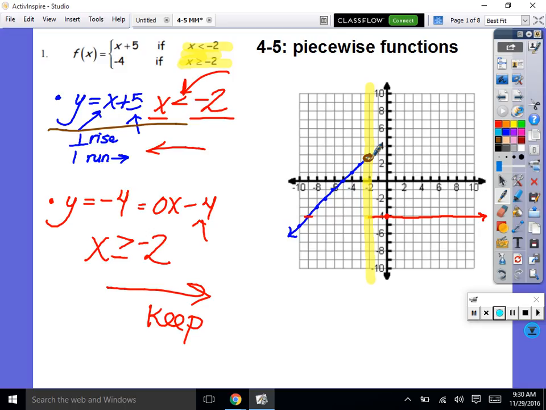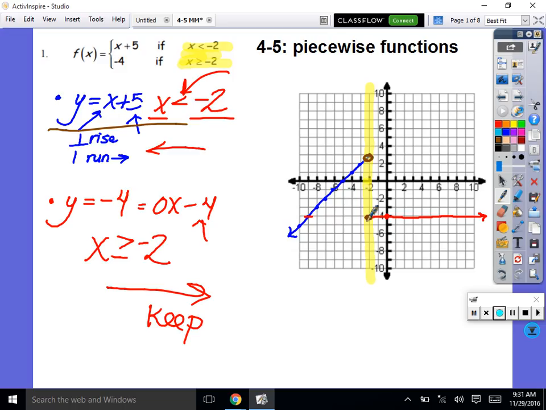So that one has an open circle on the highlighted line because there was no equal to sign. And then this one has an equal to, so we just have a closed off dot, because equal to fills it in, because that includes -2. So now we've graphed this piecewise function.